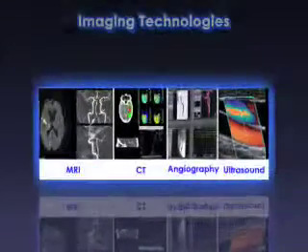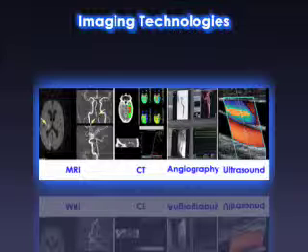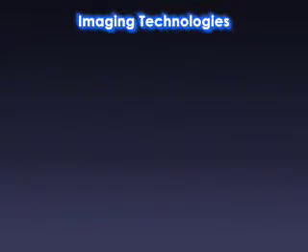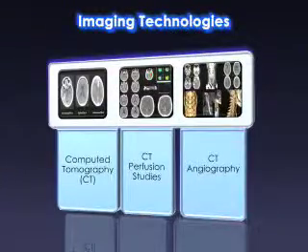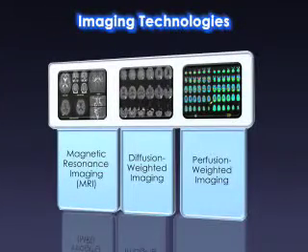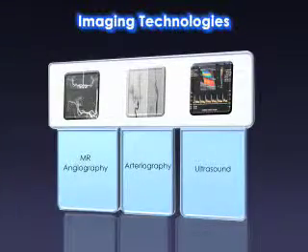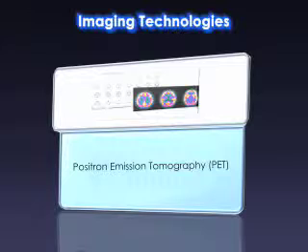To determine the cause of the stroke, physicians use a number of diagnostic techniques and imaging methods. Some of the commonly used imaging modalities include computed tomography, or CT, magnetic resonance imaging, or MRI, arteriography, ultrasound, and positron emission tomography, or PET.